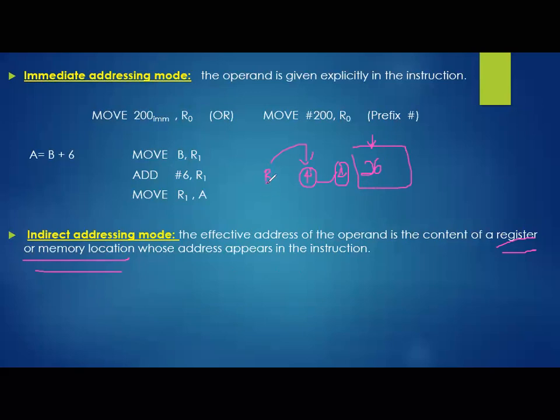Observe it carefully. B is mentioned in your instruction. B should not be considered as an operand. Inside B whatever we have, that should be considered as an effective address. So what is inside B? 4, exactly. 4 should be considered as an address. Where is 4? Here. Inside 4 what we have? 26 we are having. Clear? So this is the indirect addressing mode.